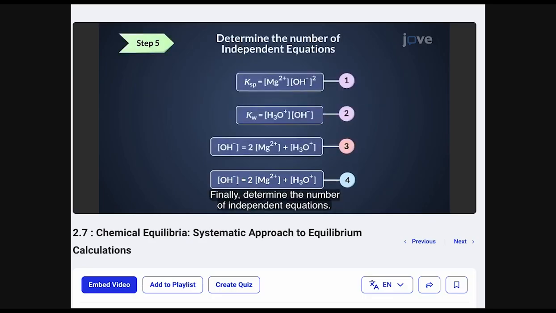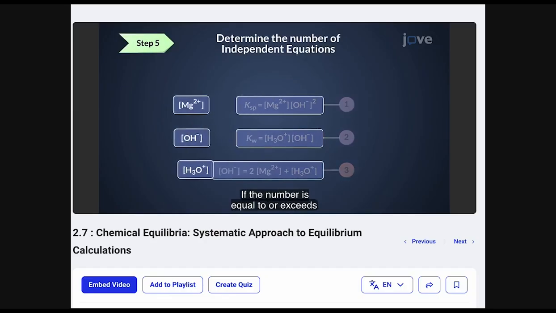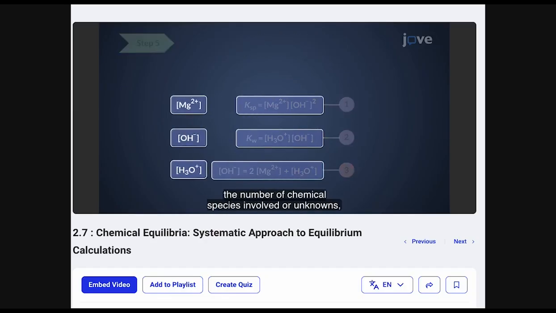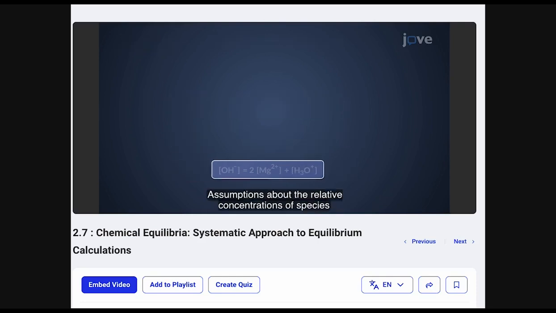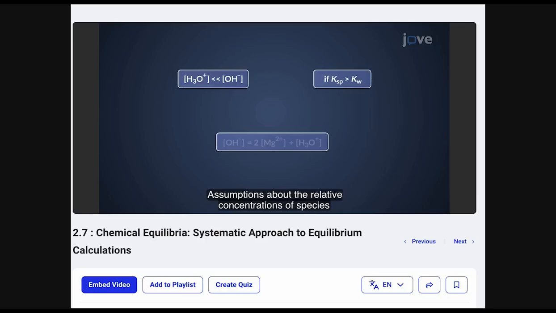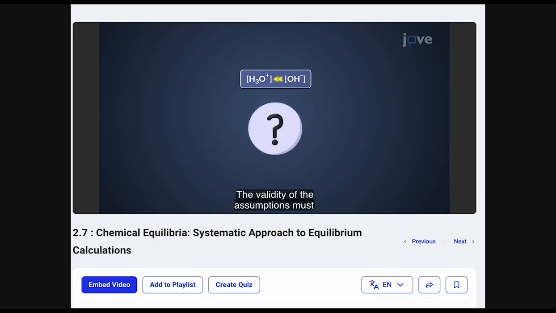Finally, determine the number of independent equations. If the number is equal to or exceeds the number of chemical species involved, or unknowns, the equations are solvable. Assumptions about the relative concentrations of species are often made to simplify the calculations. The validity of the assumptions must be checked in the final answer.